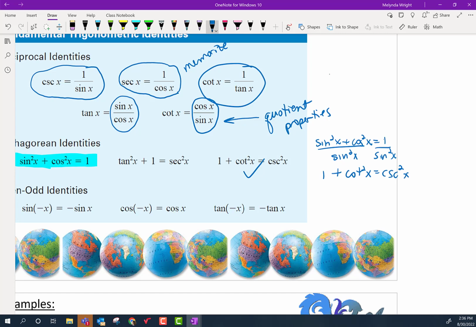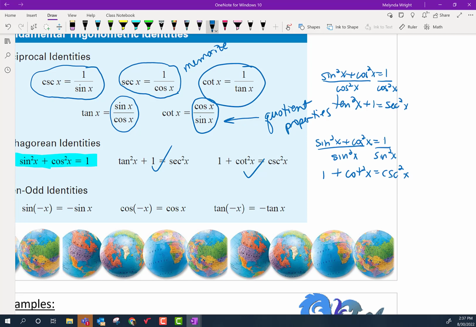So let's generate the other one. So we would do sine squared plus cosine squared is 1. Now let's divide both sides by cosine squared. So sine squared divided by cosine squared is tangent squared. Cosine squared divided by cosine squared is 1. And 1 divided by cosine squared is secant squared. And I just generated that one. So really it saves on your memory work if you would just memorize sine squared plus cosine squared is 1.